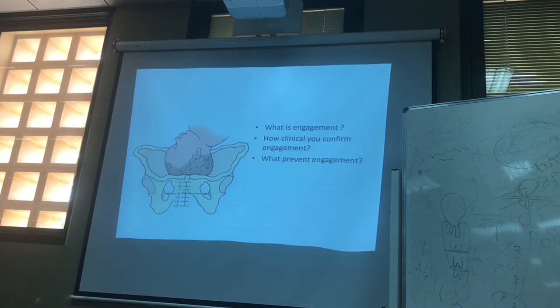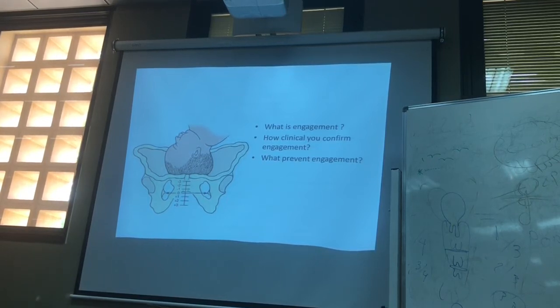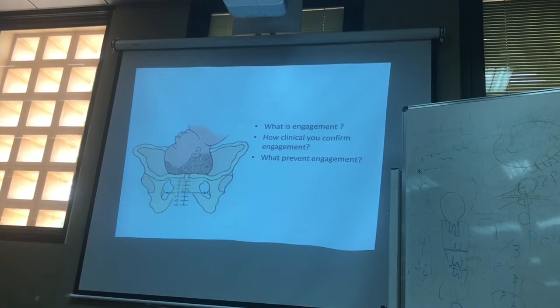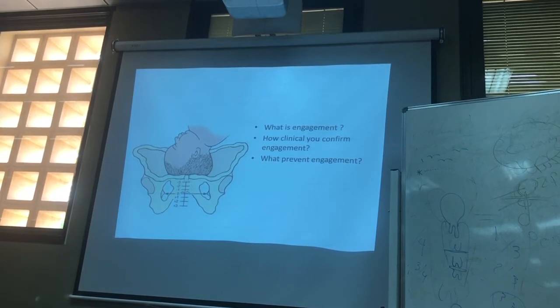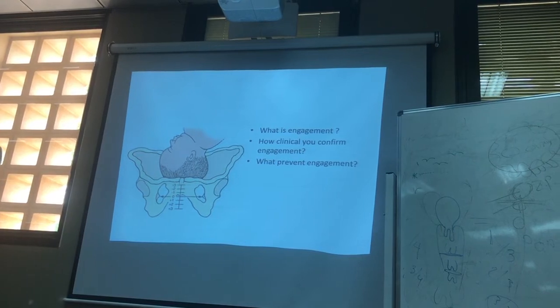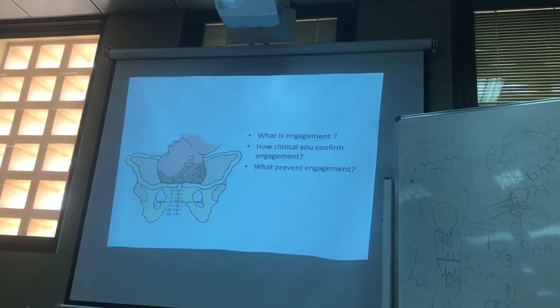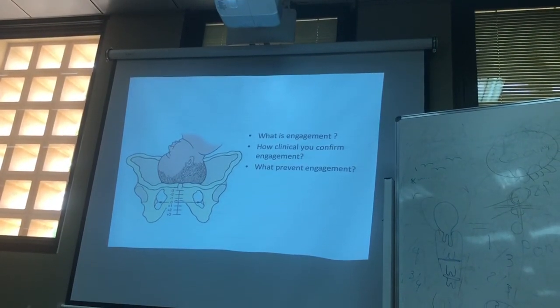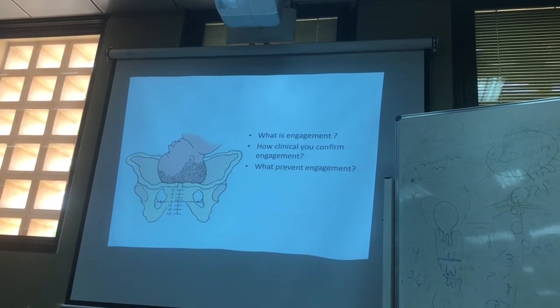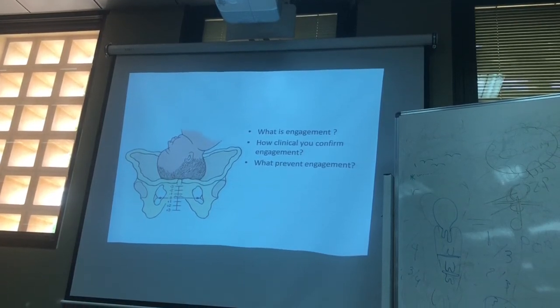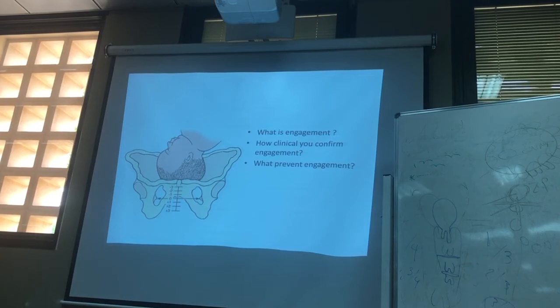As for the station, it's 0 when engaged. At 0 we start saying engaged, but 0 means you can still feel part of it per abdomen. If it becomes below 0, then you cannot feel it per abdomen. Per abdomen for an engaged head, we said less than 2/5 palpable.